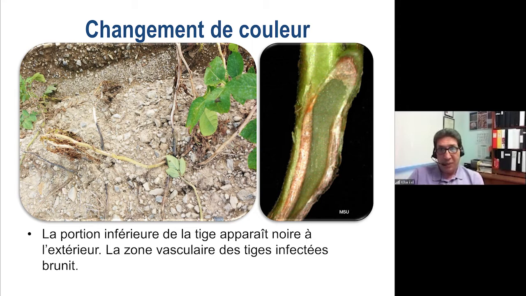Discoloration is another symptom. The discoloration usually is in the vascular system, as you see on the picture on the right hand. This is a stem that's cut, and you see brown discoloration in the vascular system.